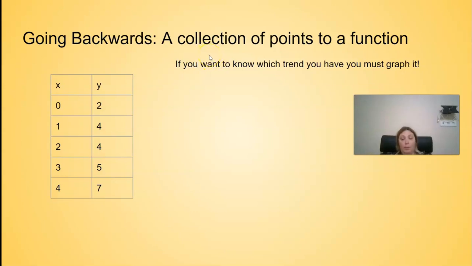So now that we have talked about function rules, let's try and go backwards. So here we're given a collection of points and we want to figure out some information about it. Okay? Not necessarily the function rule just yet, but maybe some trends. Is there a correlation between x and y? Do they actually depend on each other?